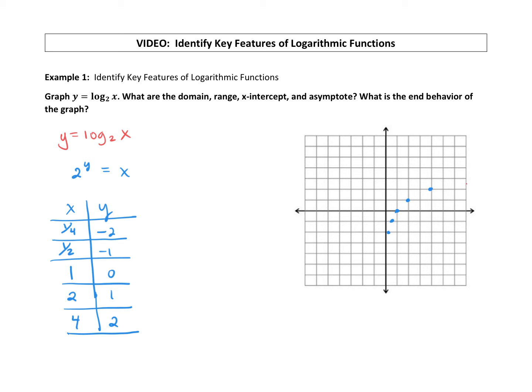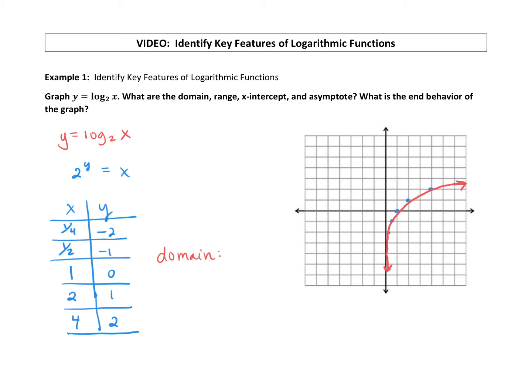So we're going to draw this in. This is going to approach the y-axis but never touch it, so that ends up being our asymptote. You can see there's the curve. It's just kind of going along the y-axis versus the x-axis. All right, so let's go through our key features. First we have the domain.